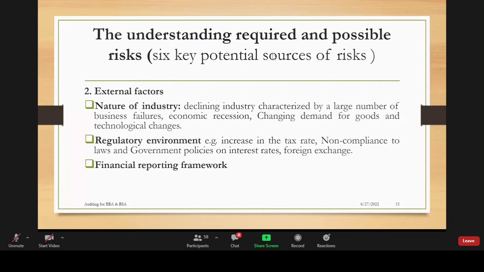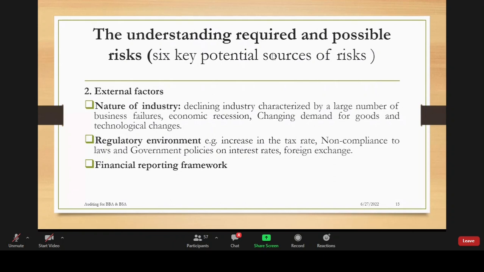The regulatory environment, increase in tax rates may force people to manipulate accounting figures so that they create a lower chargeable income. Where you find that a client has not been complying with the laws and regulations, you're better off leaving them because it means they are completely wrong people.